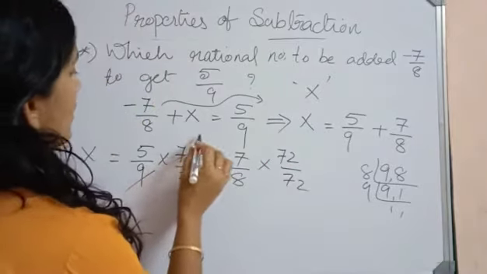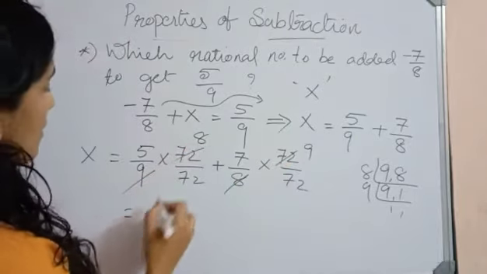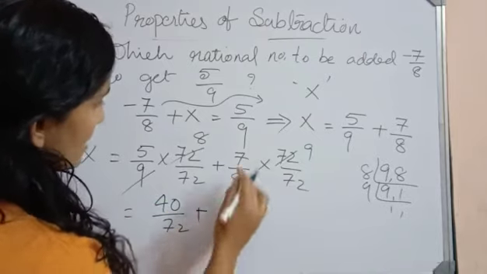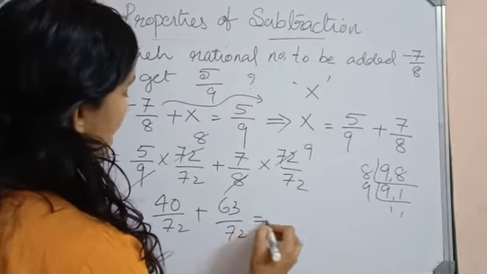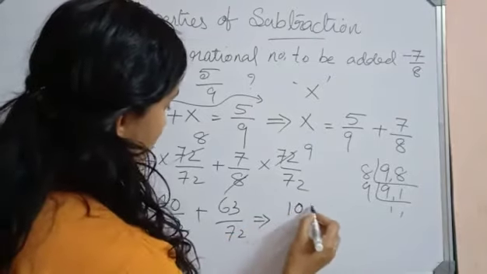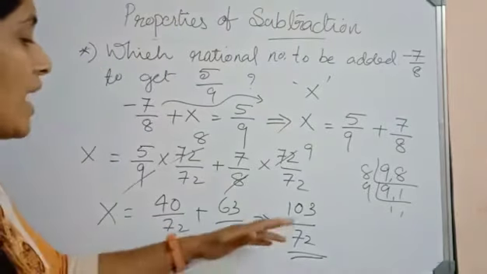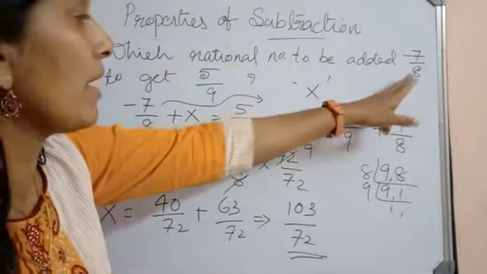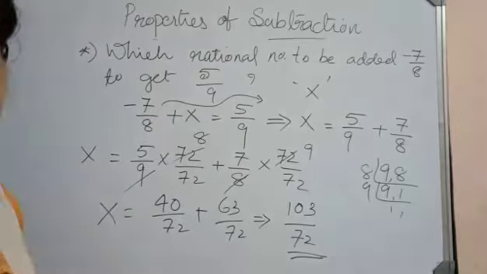Simplify this. You'll get 40 by 72 plus 63 by 72, and your final answer is equal to 103 by 72. That means when you are adding 103 by 72 to minus 7 by 8, we will get the sum as 5 by 9.